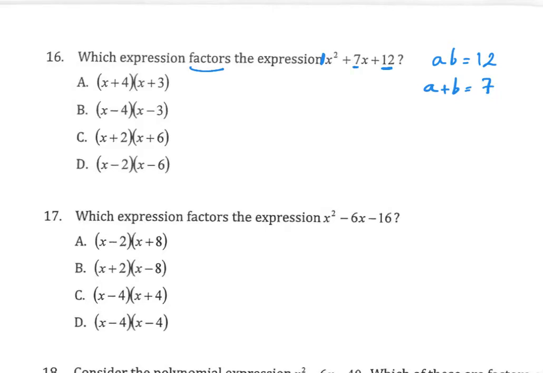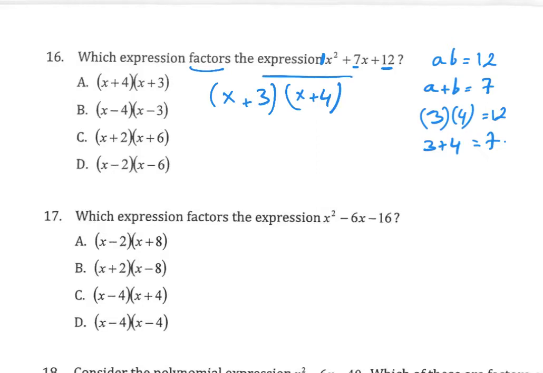And those numbers are easy to find in this case. We're not going to choose 6 and 2 because 6 times 2 is 12, but 6 plus 2 is 8. But we can choose 3 and 4, right? Because 3 times 4 will be 12, and 3 plus 4 will be 7. And that's exactly what we need. So the answer will be x plus 3 times x plus 4.